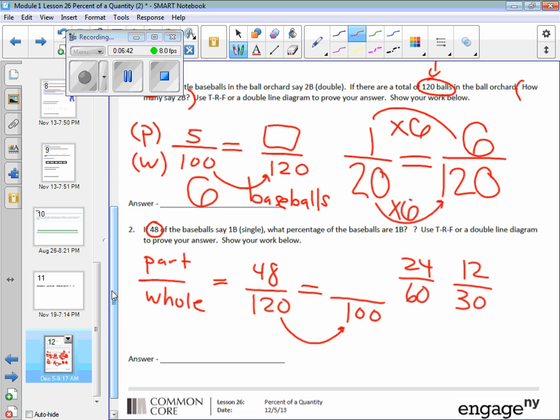Half of 12, 6. Half of 30, 15. Now, 6 is an even number, but 15 is not. But they are still both divisible by 3. Okay, so if you divide them both by 3, you wind up with the value of the ratio being 2 over 5.